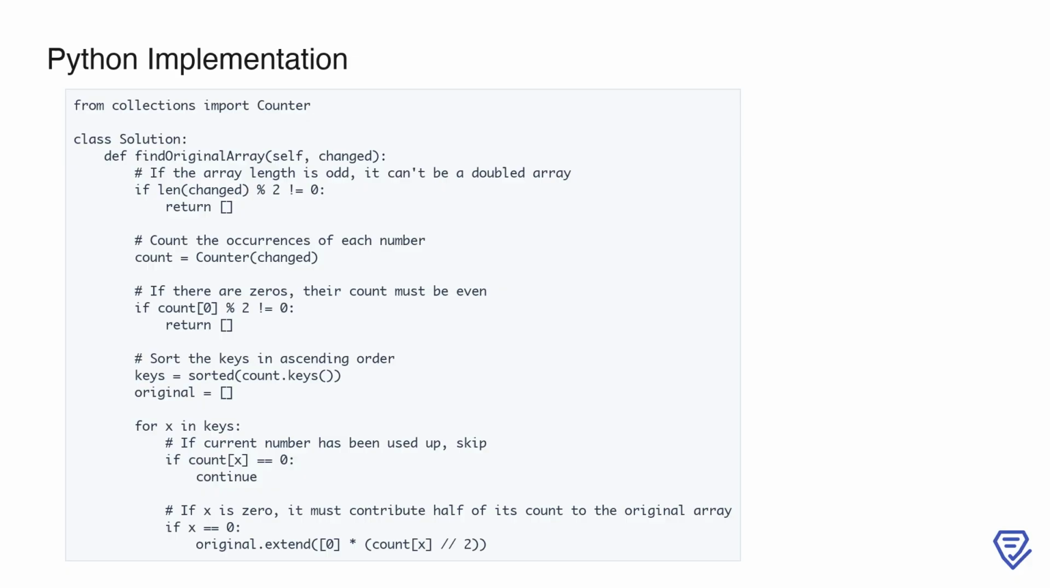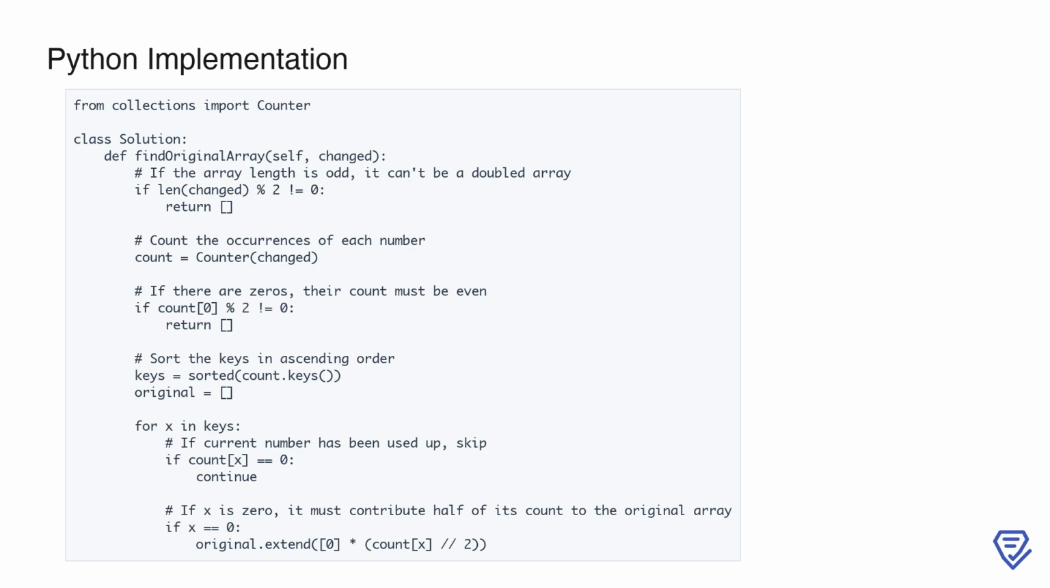Sorting ensures that we handle smaller numbers first, which is necessary because doubling smaller numbers can affect the counts of larger numbers. Finally, we initialize an empty list, original, to store the reconstructed original array. At this point, we begin iterating over each number in the sorted list of keys. If the current number has already been fully used up during processing, we simply skip it.